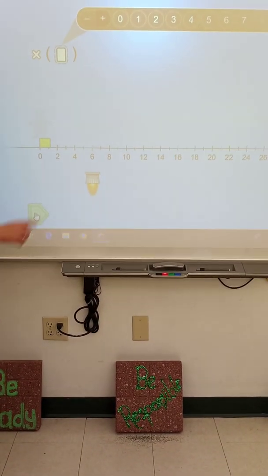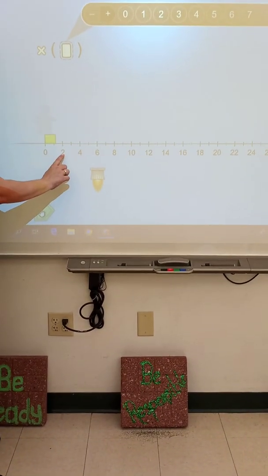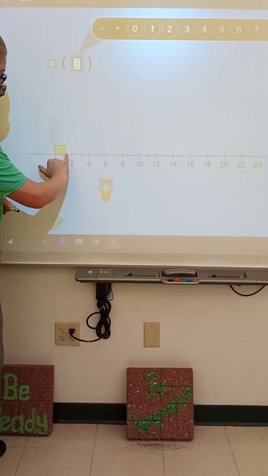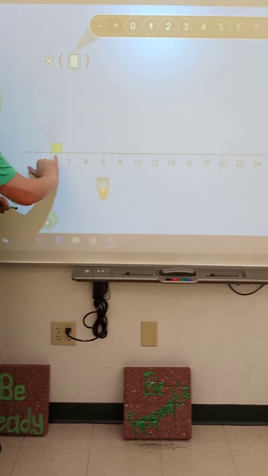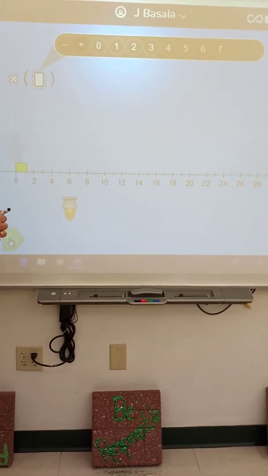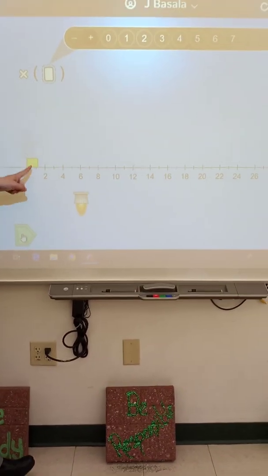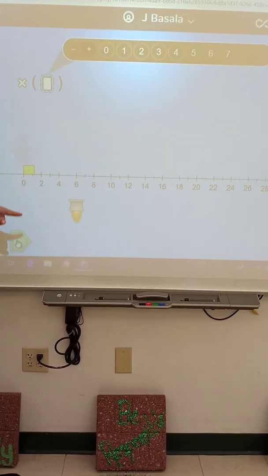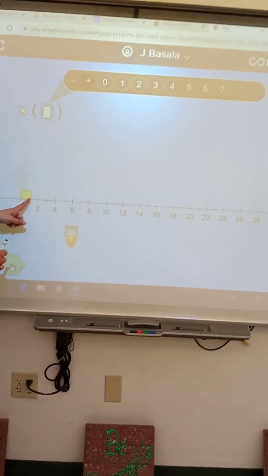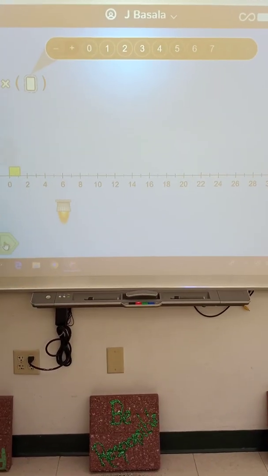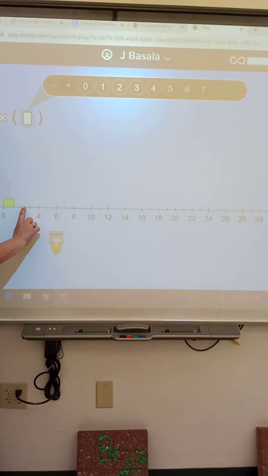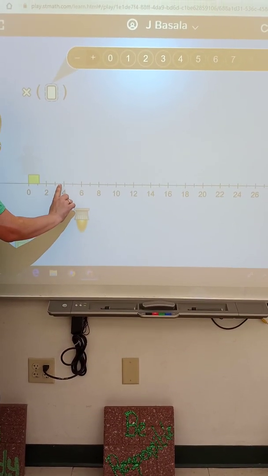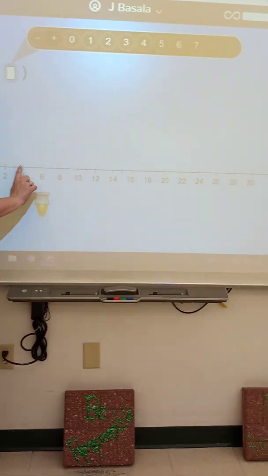We'll do one more. Halfway between 0 and 2 is 1. Halfway between 1 and 2 is 1.5. But that's halfway. So now we're doing 1.25. 1.25, and we need to get to about 6. Well, 1.25 plus 1.25 would be 2.5. So we'll add another 1.25 and get almost to 4.